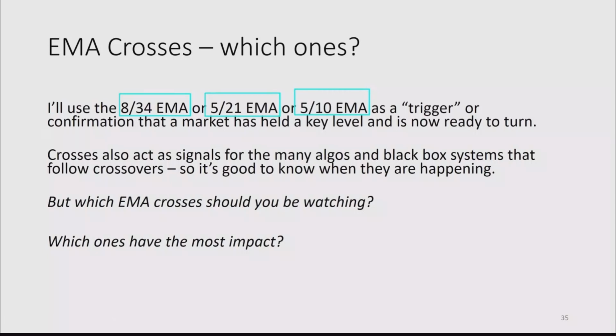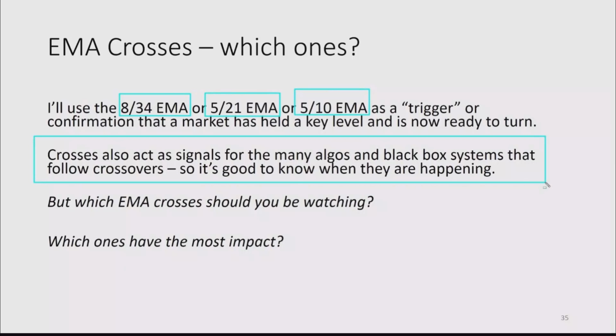Also keep in mind that crosses act as signals for many of the algorithms and black box systems that follow crossovers, so it's good to know when they are happening. I do know that a lot of black boxes and algos use the 5 and 21 EMA, and other ones too. Since they're looking at them, I like to look at them too, because if they cross, that's going to cause some volume and different things like that. I want to emphasize, it's not overly critical which one you use.